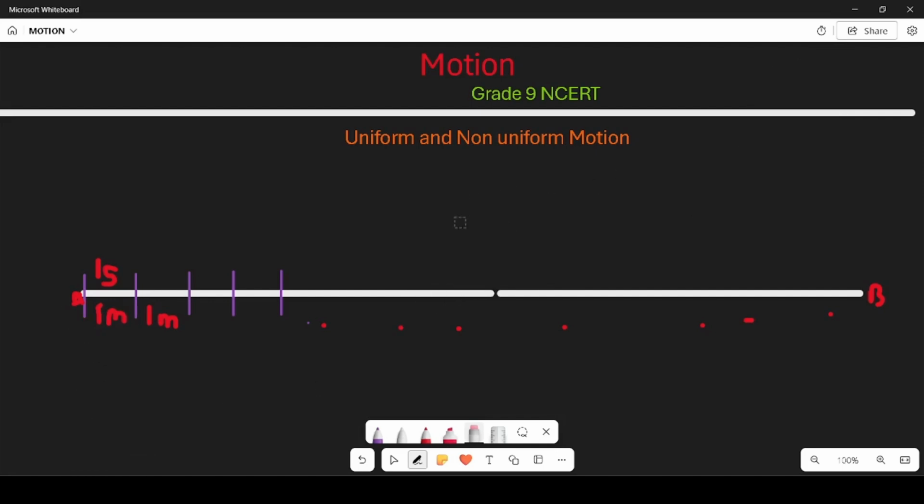So, uniform and non-uniform motion. We've discussed uniform motion. Non-uniform motion is when an object covers unequal distances in unequal intervals of time, or the other definitions I put in the previous video.